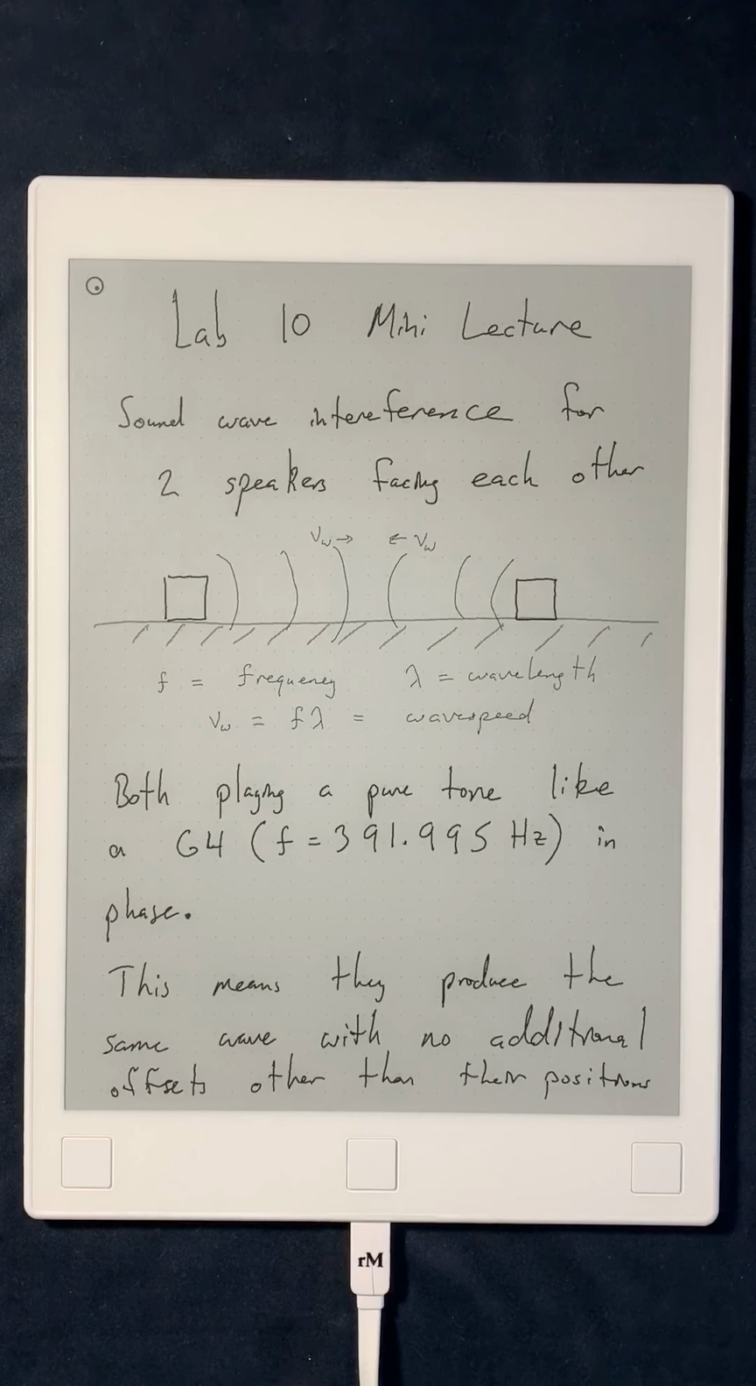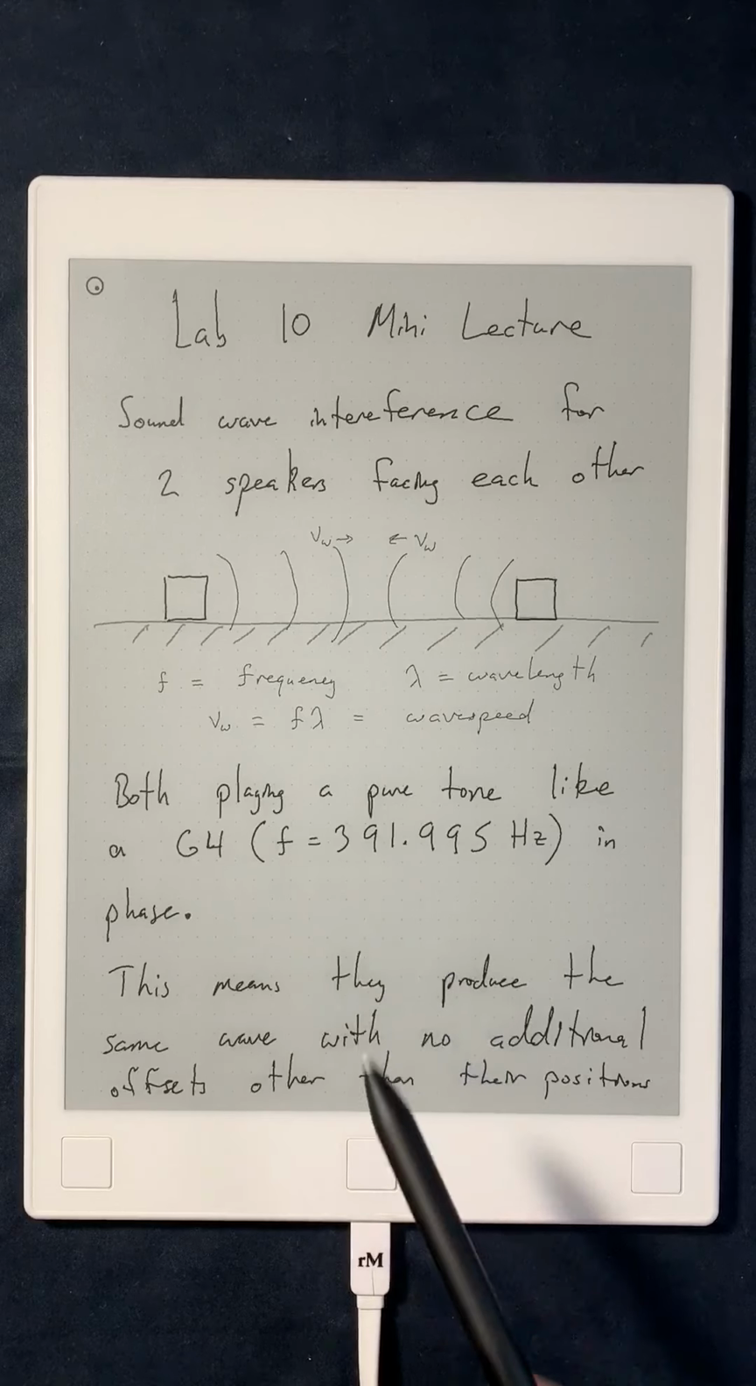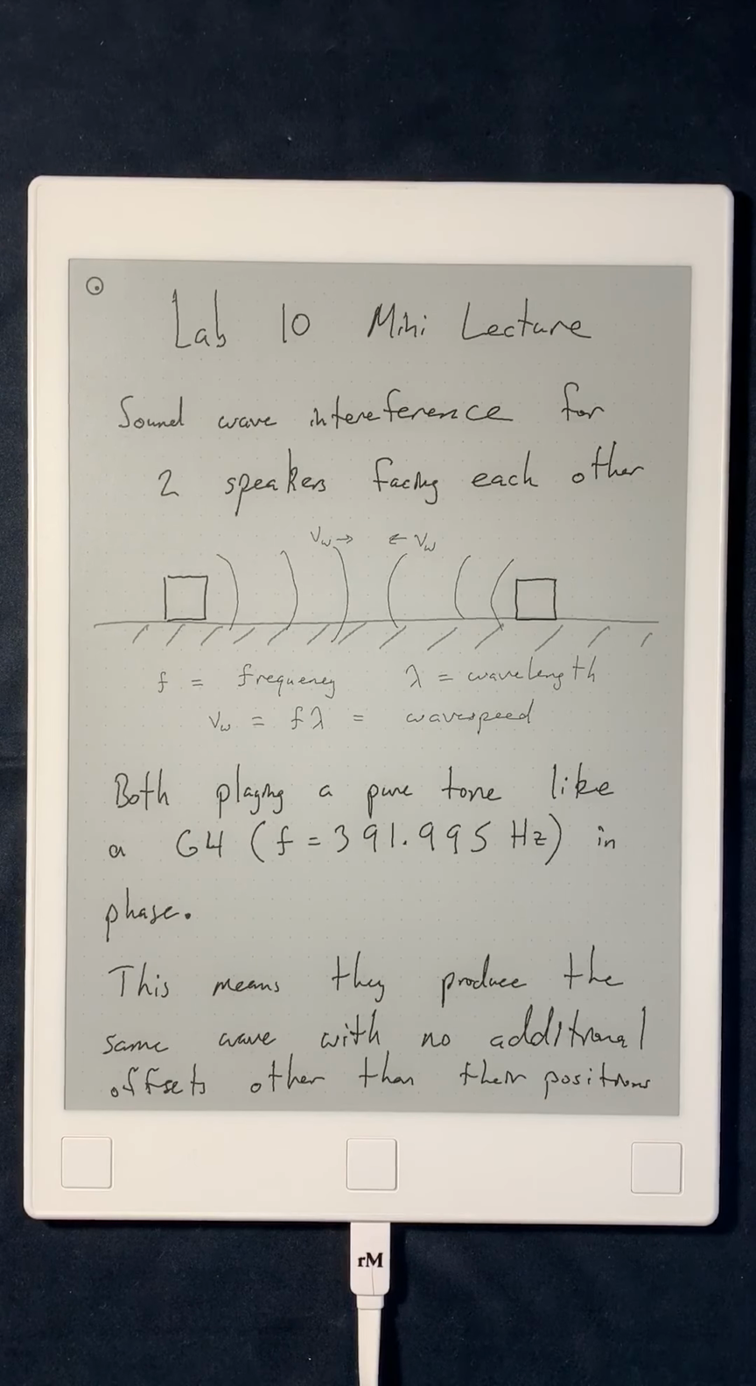So let's think about, what if they were playing a pure tone? I'm going to play a pure tone for a few seconds. It's going to be a G4, so it's roughly that 392 hertz. And they're in phase, so there's no offsets besides how they're spaced. That's important because you do have to keep track of all these things. So let's just give it a listen real fast.